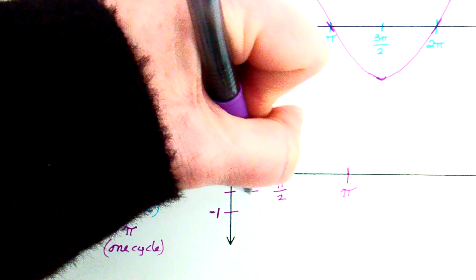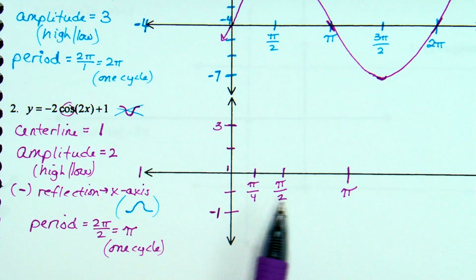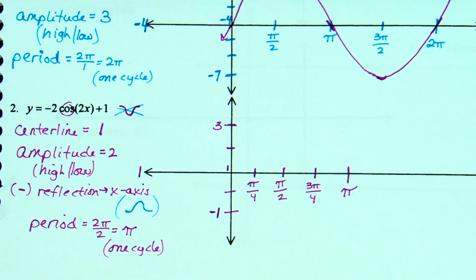So think about it. This is 1/4. Pi over 2 is 2/4. What comes next? 3/4. Think about it. Does that count right? 1/4, 1/2 is 2/4, 3/4, and then 1 is 4/4. Okay.